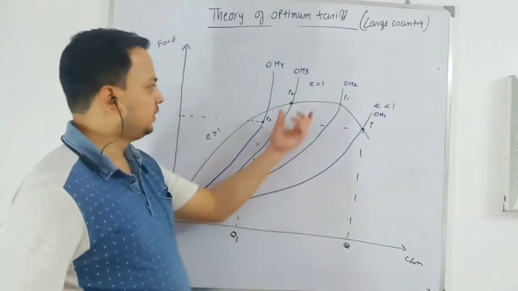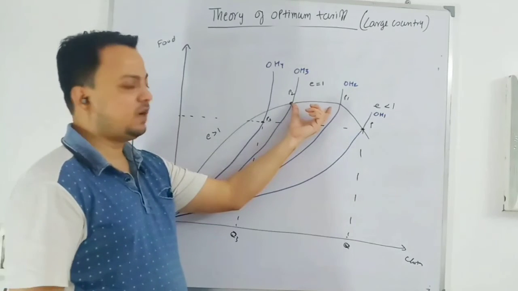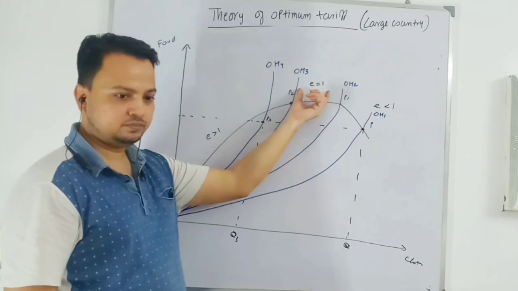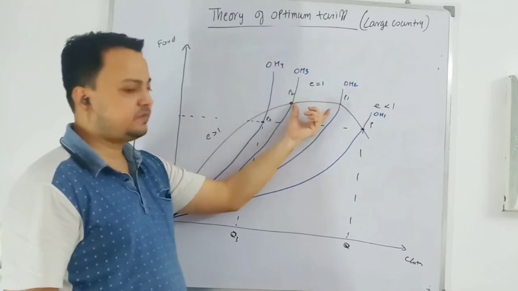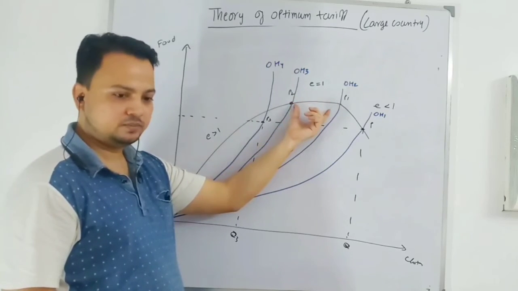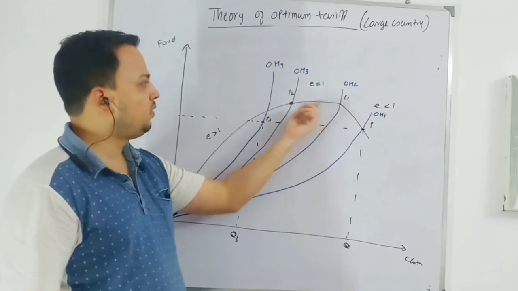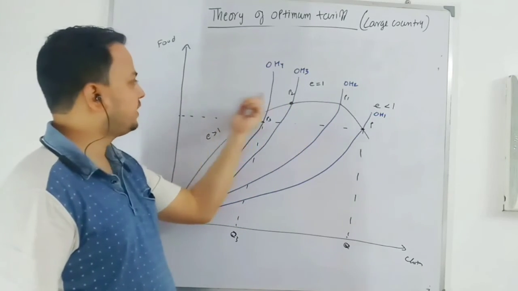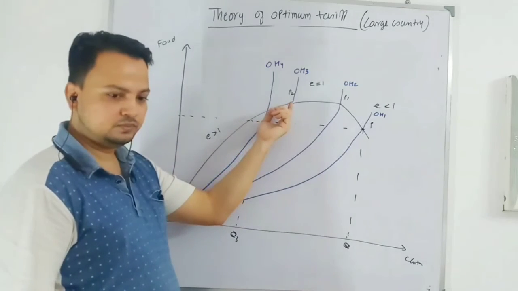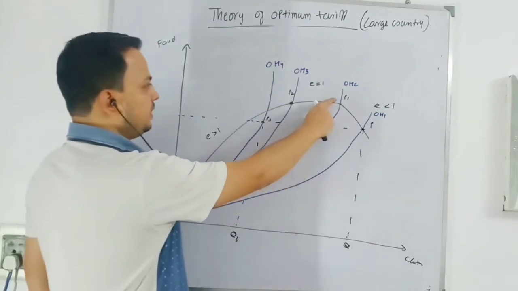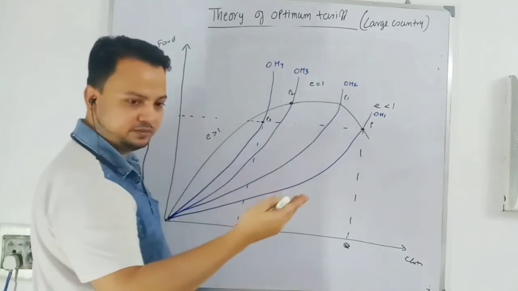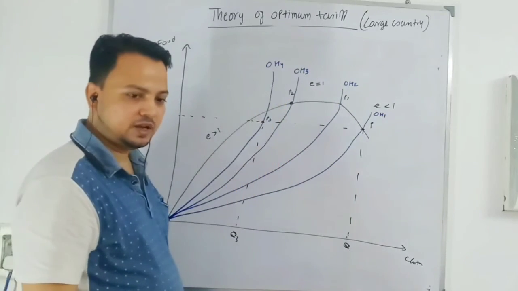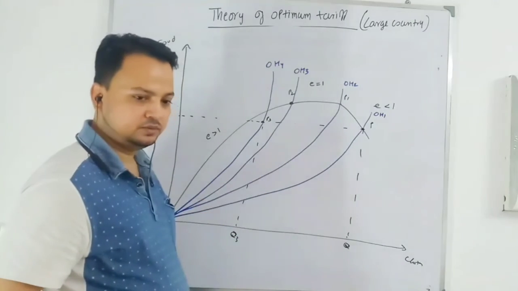Now look at this range P1, P2, where elasticity is equal to 1. In this range, your elasticity is equal to 1. So you can move from P1 to P2. You can reduce your volume, but you will have the same amount of import. So you can improve your terms of trade by moving from P1 to P2, and thereby increase your welfare further.